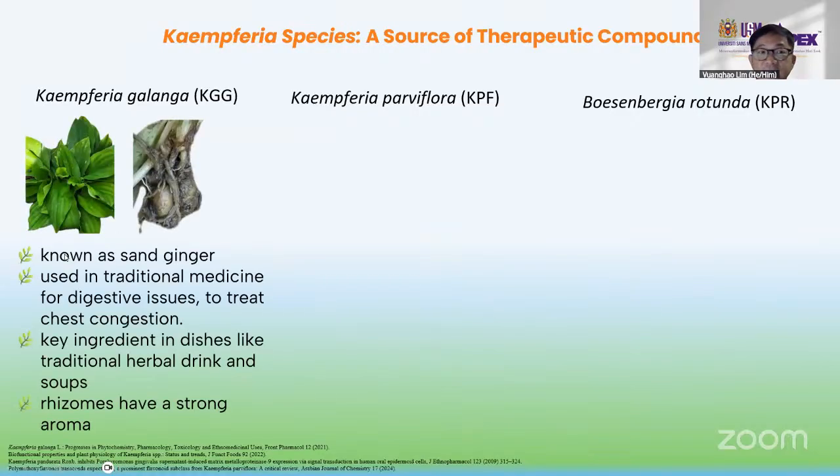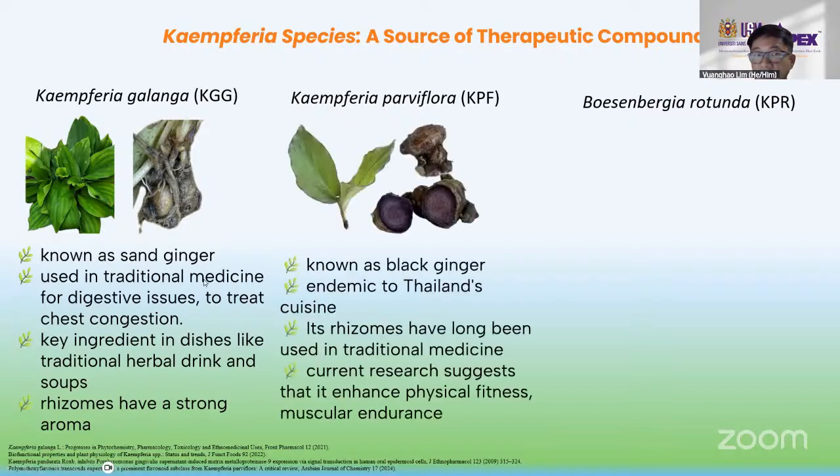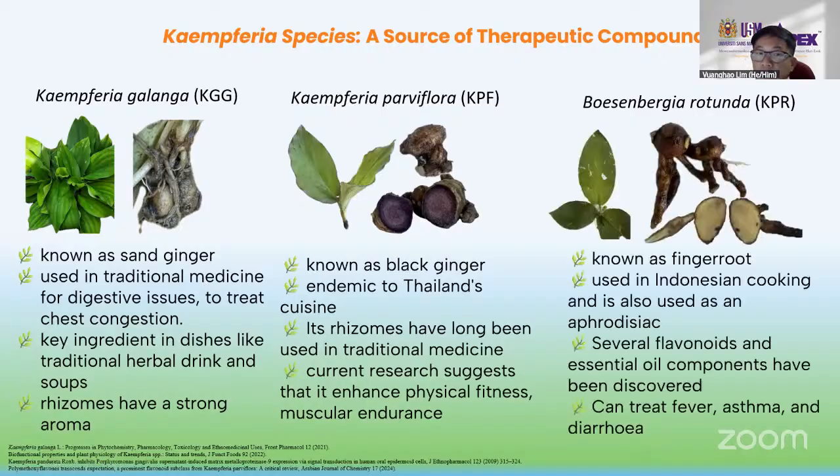For our first case study, we focus on these three plants, which include Kaempferia galanga, Kaempferia parviflora, and also Boesenbergia rotunda. All these three species are widely used throughout Asia as foods, spices, and traditional medicines. However, despite their popularity, comprehensive comparison of their metabolic composition and therapeutic potential remains quite limited.